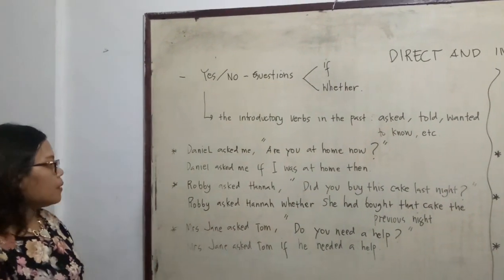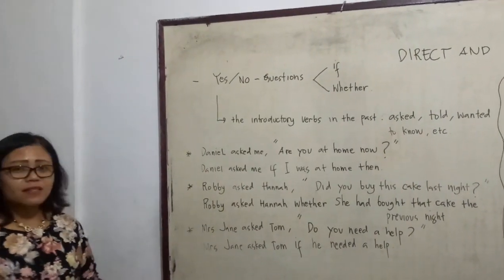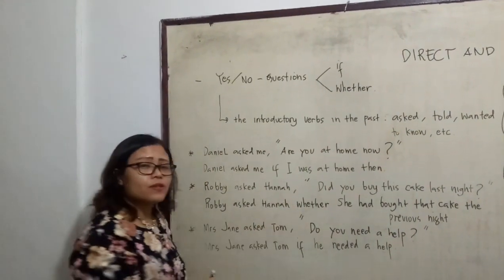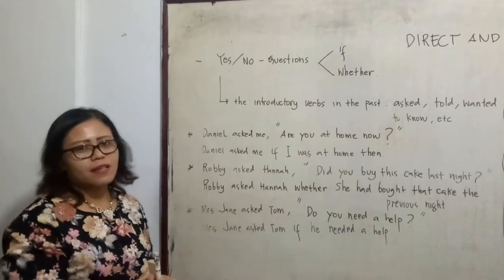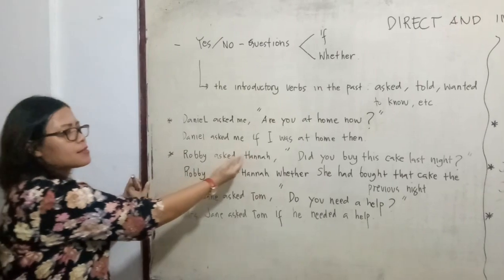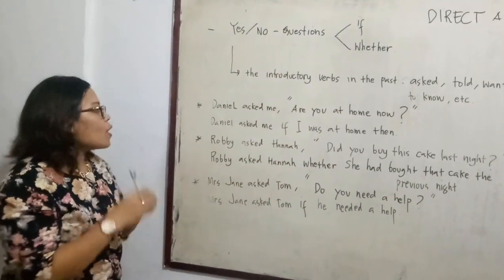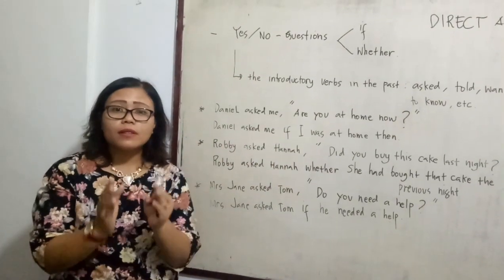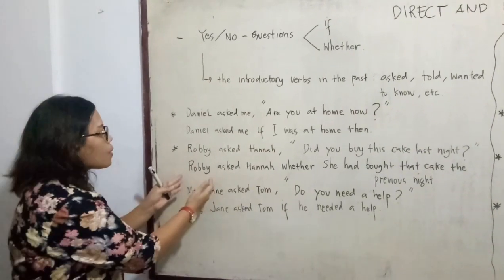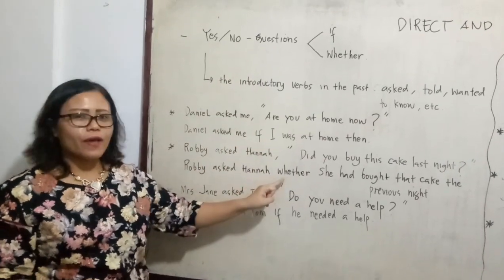Okay, the second example. Robbie asked Hannah, "Did you buy this cake last night?" You can see here, it is question form. It is a question in simple past. Robbie asked Hannah. This is the direct. So how do you report this? What did Robbie ask Hannah? So the answer must be in reported speech. Robbie asked Hannah whether. You can use if or whether.